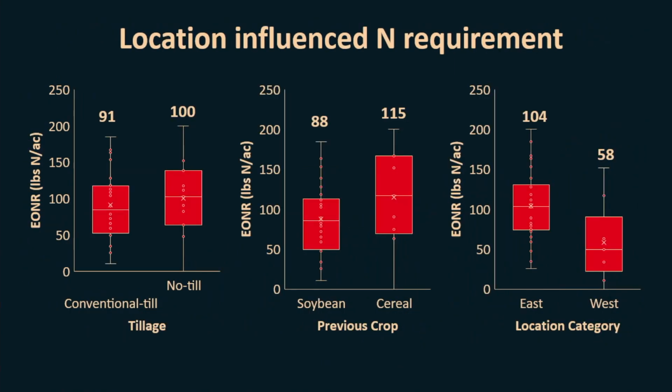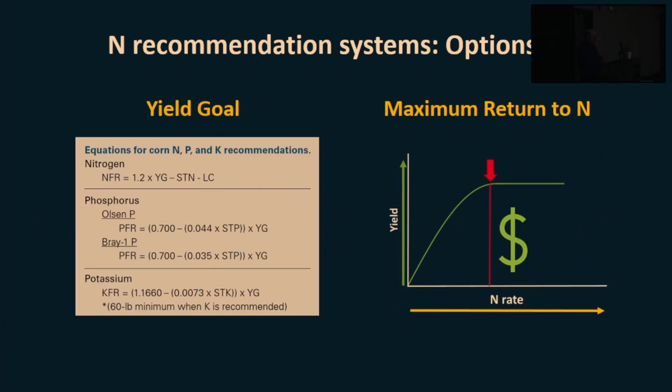So if we look at a location influence, there we have our no-till and conventional till. If we separate those out, look at them, the economic optimum nitrogen rates are slightly higher for no-till. If we look at the soybean versus cereal grain, we know we need more N after wheat than we do after soybeans. There's the so-called legume credit that we have. And then east versus west. The wetter climates, higher productivity, need more N than the drier western climates. Okay? That's how we'd sort that out.